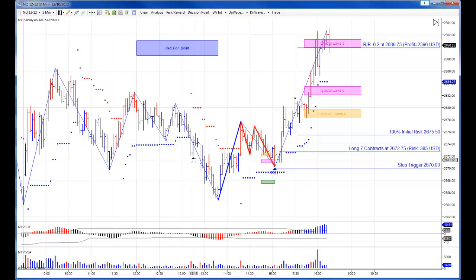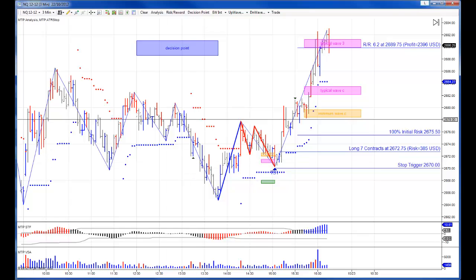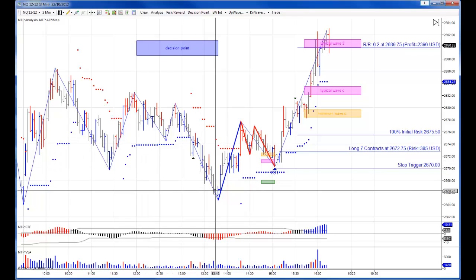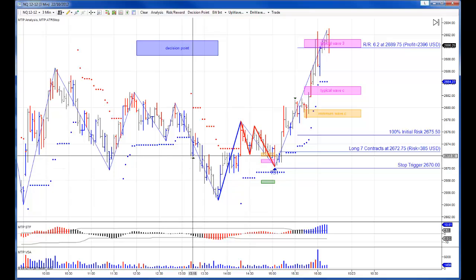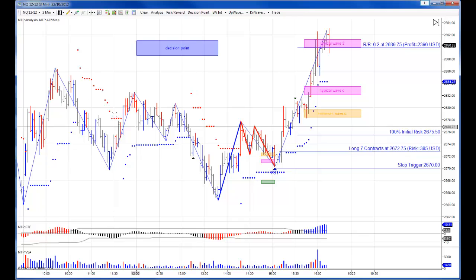Just want to mention this buy trade here. Do you remember that the large degree trend was still down before we reached this large degree support zone here? So the more advanced traders among you wouldn't have been taking that anyway. I just think it's important just to mention that.